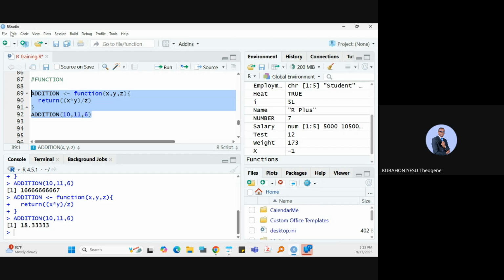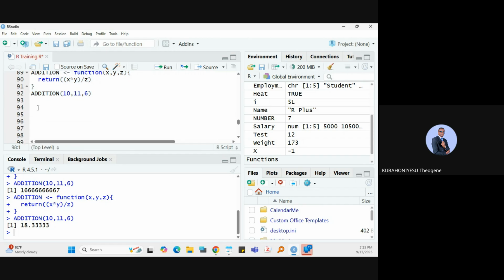Okay, this is what we call a function. Let's speed up. Okay, let's look at what we call measures of central tendency.